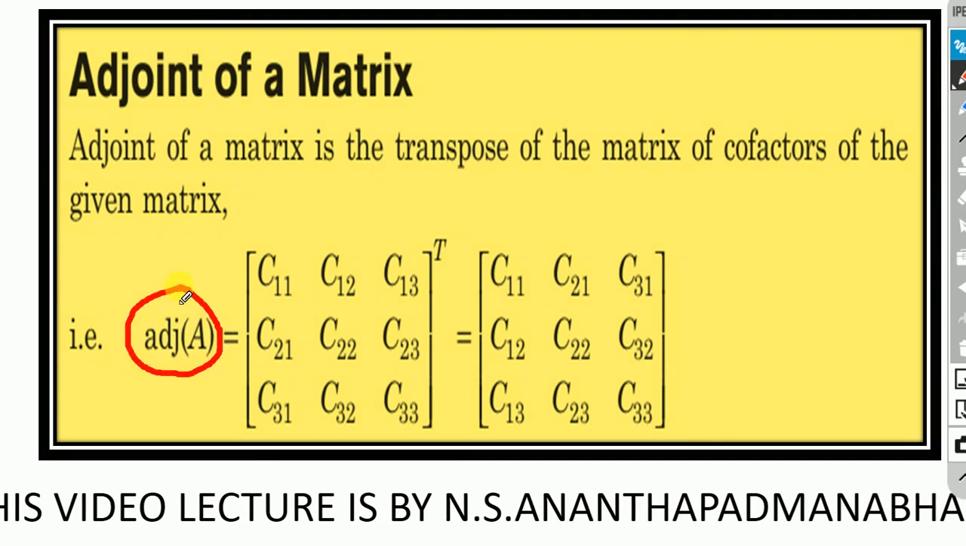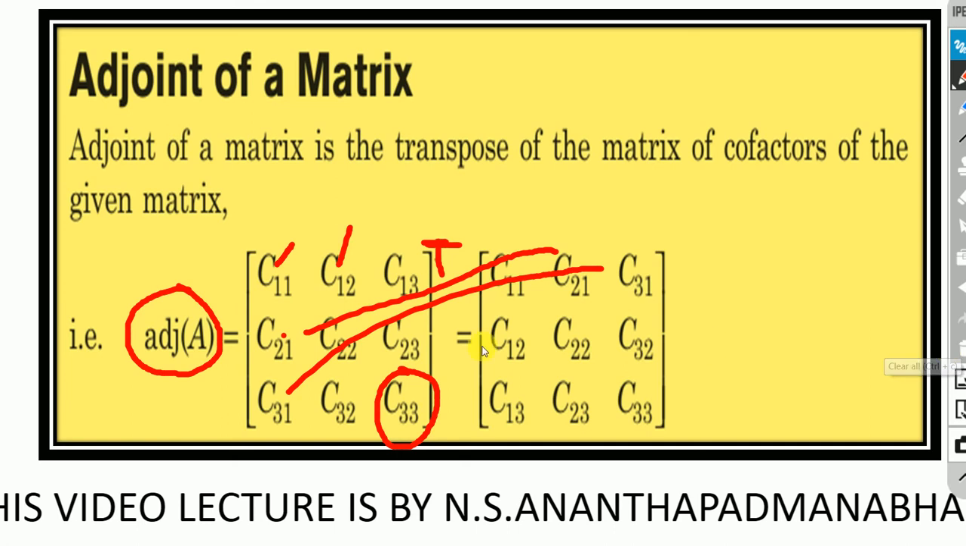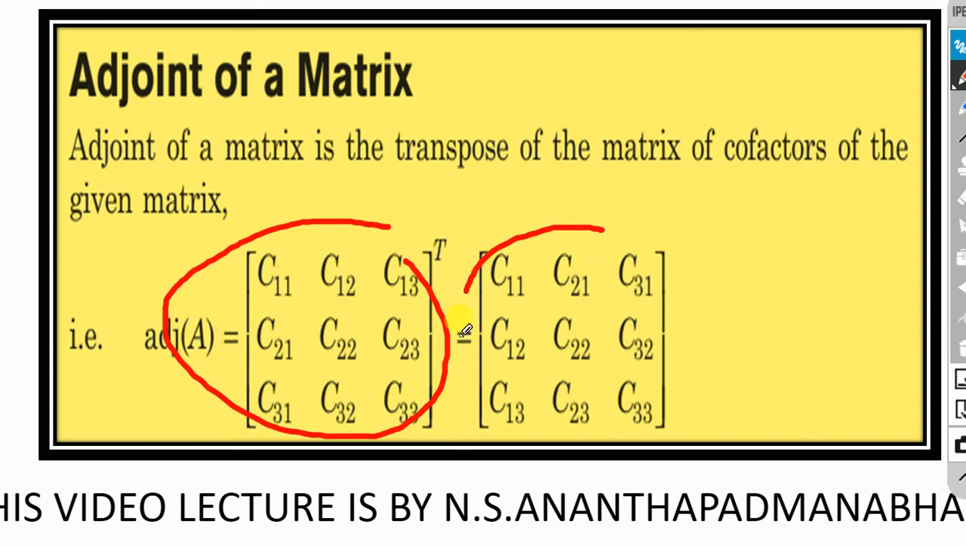See, to find the adjoint of A, C11 is the cofactor of A11 in the matrix. C12 is the cofactor of A12 in the matrix. Similarly, C33 is the cofactor of A33. And with this transpose symbol, I have to take the transpose of the cofactor matrix of A. So here you can observe C11, C21, C31. I am considering the transpose of the cofactor matrix, which is nothing but the adjoint of the matrix, which is useful in finding the inverse of the matrix.